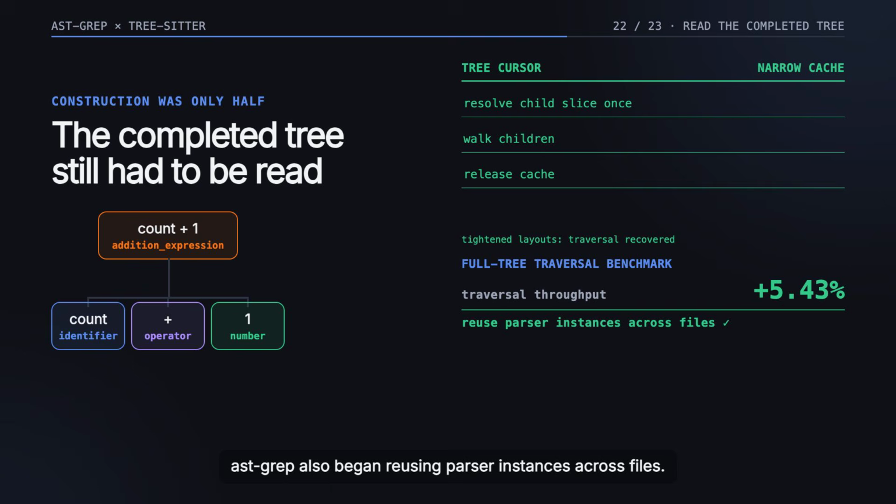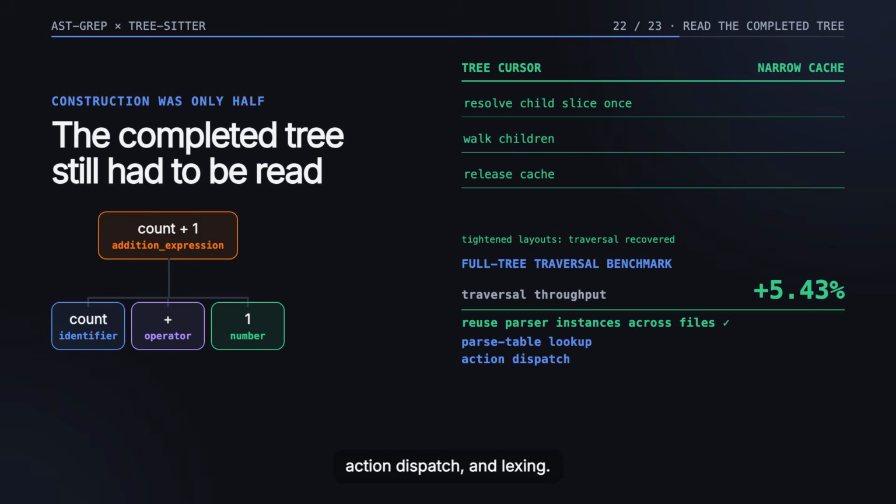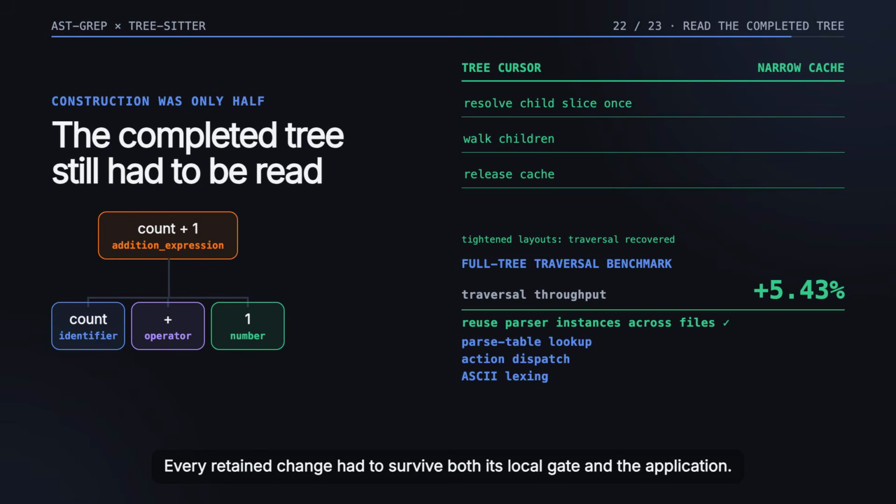ast-grep also began reusing parser instances across files. That removed repeated language setup and exposed new hotspots in parse-table lookup, action dispatch, and lexing. Direct lookup indexes, a fast path for one parser action, and a guarded ASCII path addressed those costs. Every retained change had to survive both its local gate and the application.